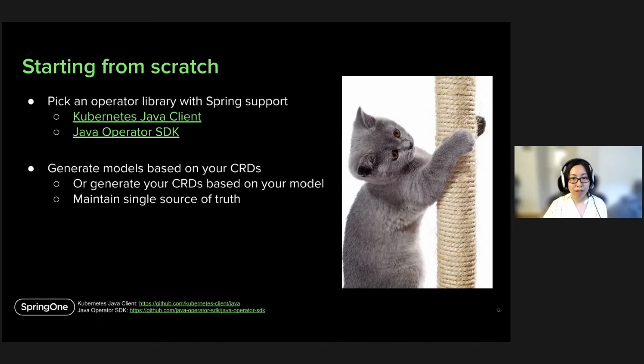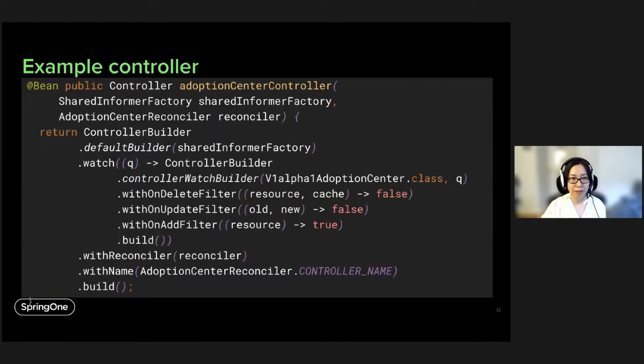Whichever you choose, make sure you are maintaining single source of truth, so you don't run the risk of models in the code going out of sync with CRDs applied in the cluster. Then you can create your controller watching the resources and filtering the type of events you want to reconcile with.